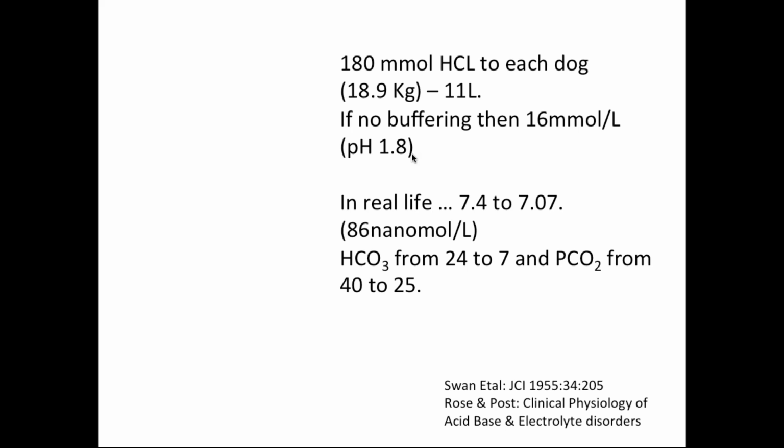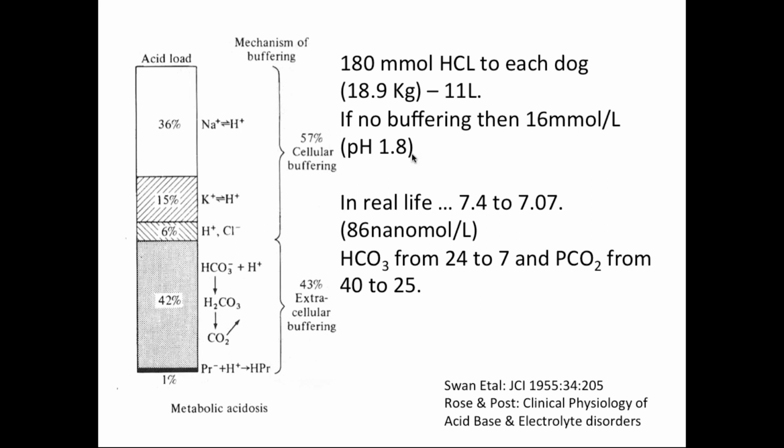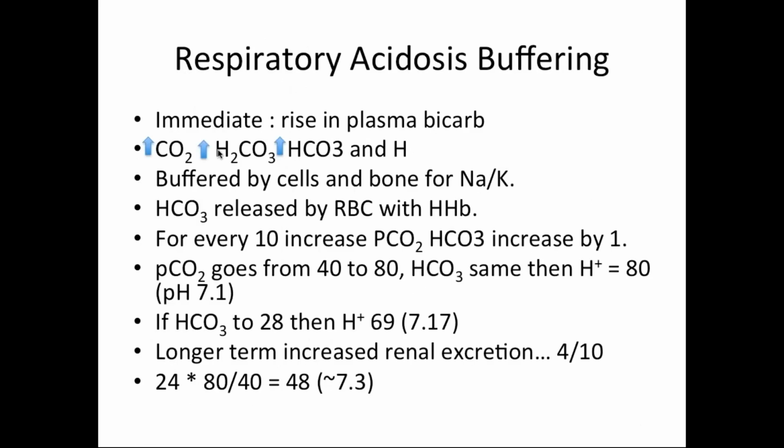So based on this and other calculations, they estimated how much buffering is happening in different parts of the body. And what you can see is in metabolic acidosis, about 57% of the buffering was inside the cell, and 43% was extracellular. With the majority of extracellular buffering being done by the bicarb buffers, bicarb and CO2, and the exchange for potassium and exchange for sodium were the main cellular buffering that was done inside the cell. Similar studies were also done for respiratory acidosis buffering, and we'll come to what they found in there.